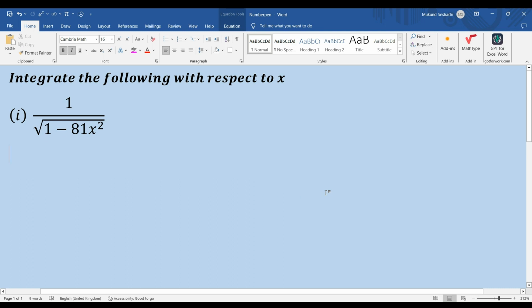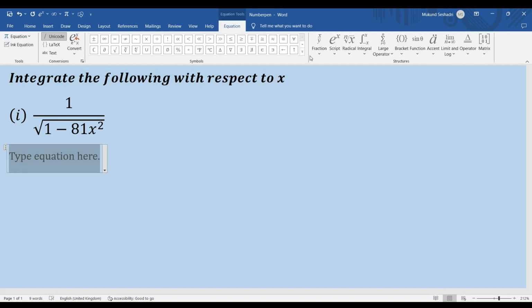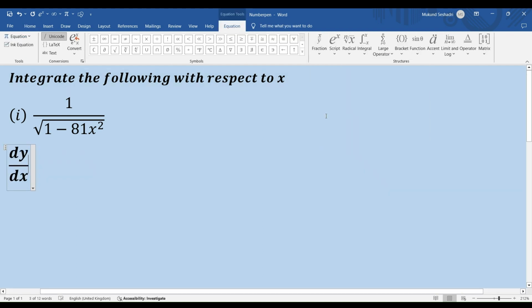So there we have the problem on the screen. Integrate the following with respect to x: 1 divided by square root of 1 minus 81x square, right? So what we have been given is dy by dx, and we've been asked to find y, right? So my dy by dx is this expression 1 divided by square root of 1 minus 81x square.